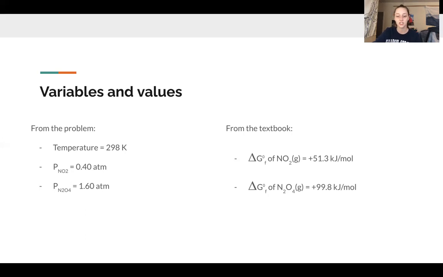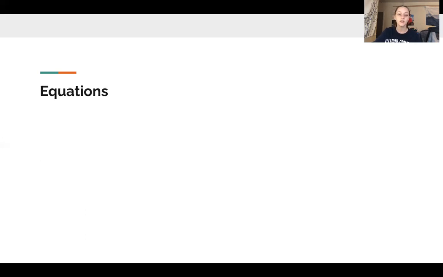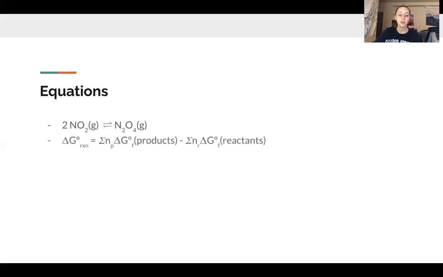The equations we will be using are first the reaction equation, 2 NO2 gas in equilibrium with N2O4 gas. Then we will use the equation for delta G naught of the reaction, which equals the sum of the number of moles of products times the delta G of formation of the products, minus the sum of the number of moles of reactants times the delta G of formation of the reactants.